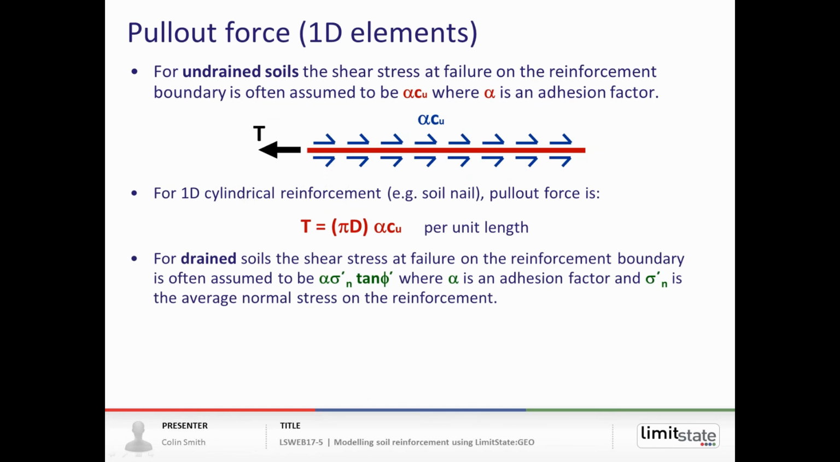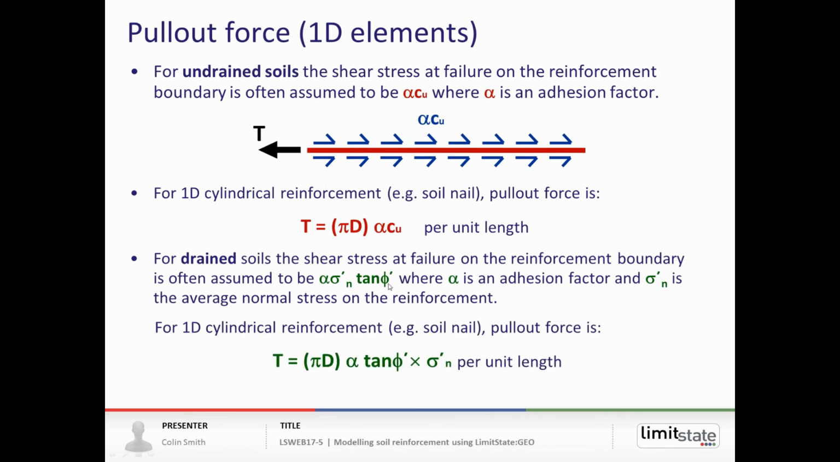For a drained soil, we would approximate the shear stress at failure on the nail as being alpha times the normal effective stress, times tan phi dashed, and again we can multiply by the circumference of the nail to give us an overall pull-out force per unit length of nail. Because the LimitState GEO software is essentially two-dimensional, these must be specified per unit width into the diagram, effectively taking account of how many nails per unit width into the diagram you have.